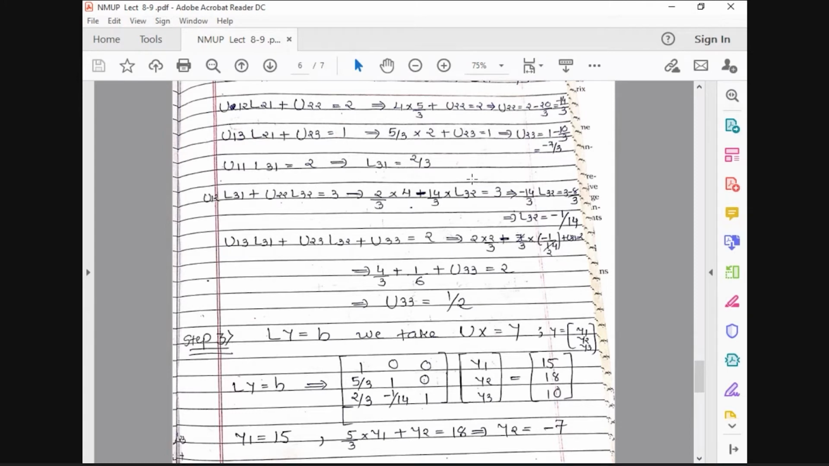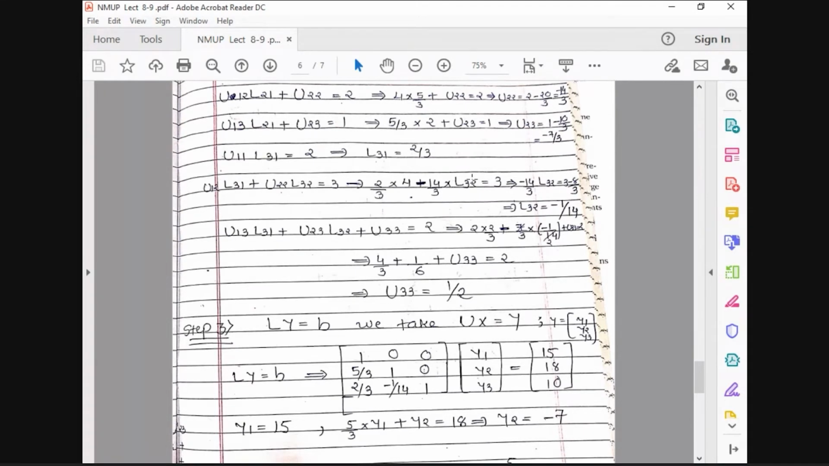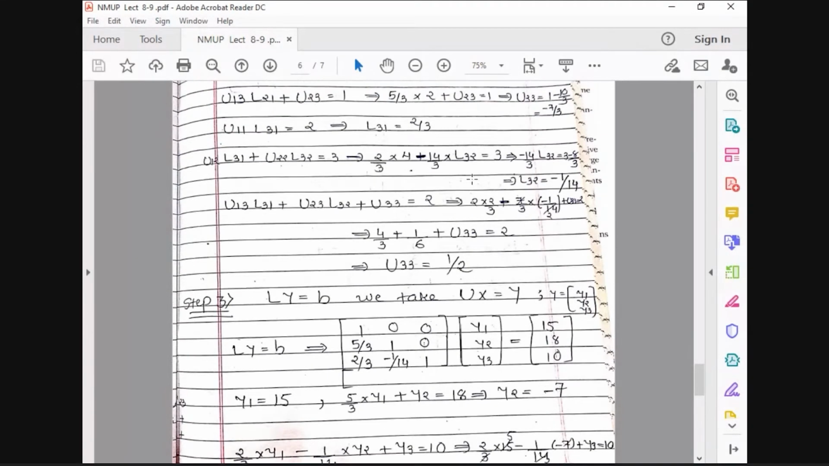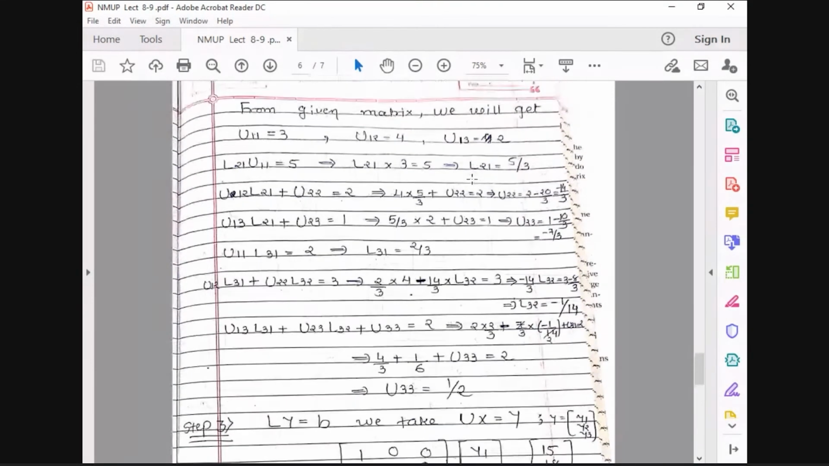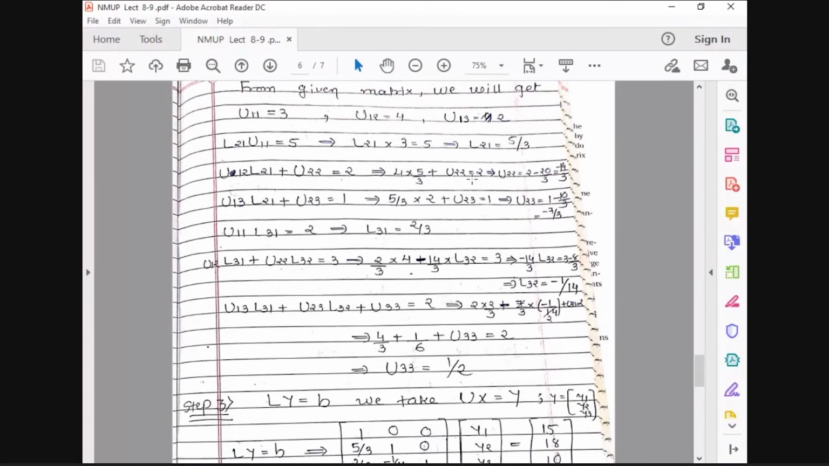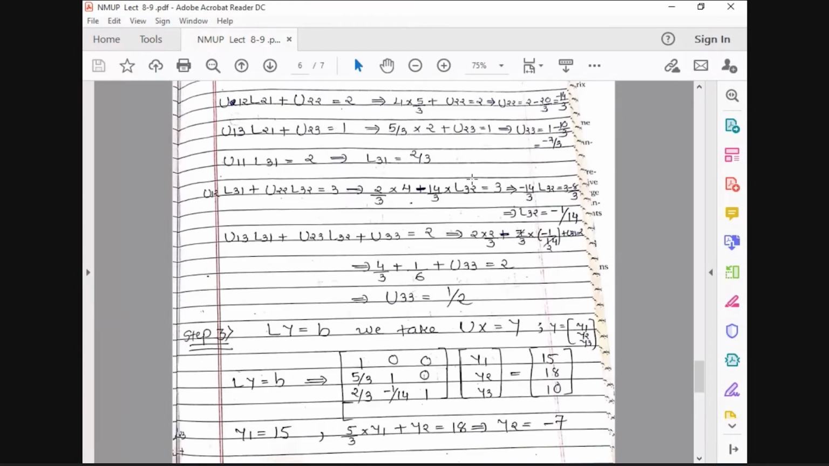Now after that I have to follow the third step. In the third step, what I have to do? Ly is equal to B. Okay. So L is the lower triangular matrix. In the lower triangular matrix, the diagonal is equal to 1, and the part above the diagonal is equal to 0. I have to substitute only these 3 values below the diagonal: L21 is 5 by 3, then L31 is 2 by 3, and L32 is minus 1 by 40. Okay. So I have substituted that over here.